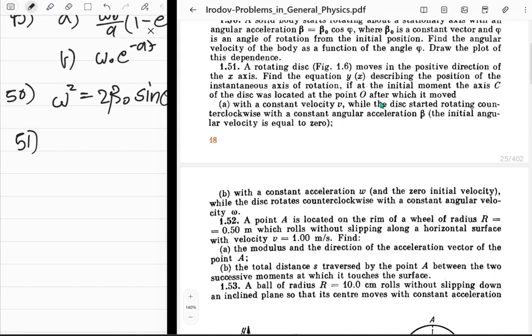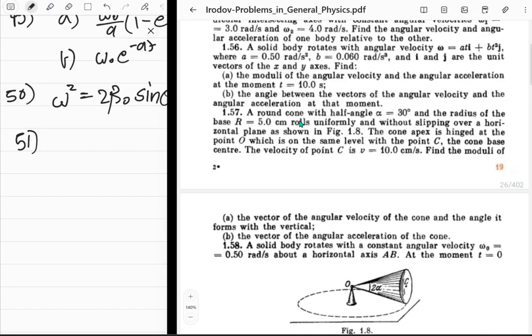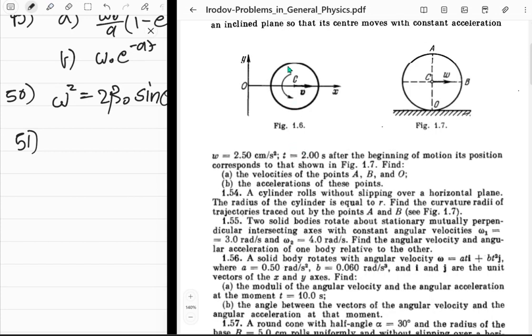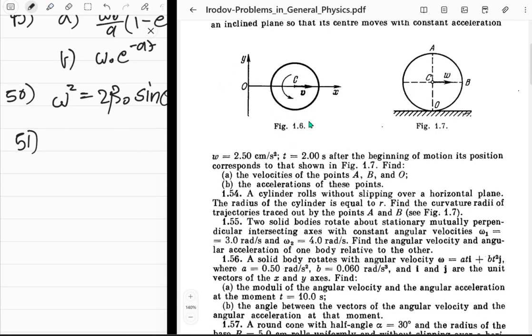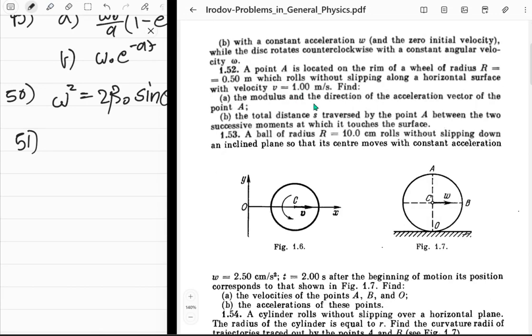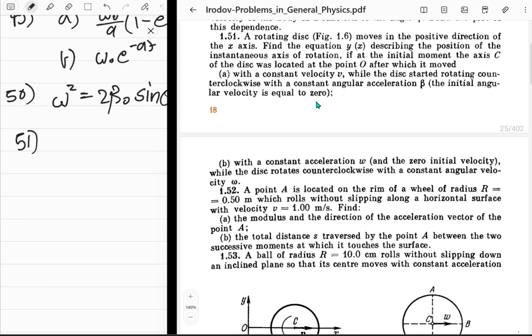If at the initial moment the axis c of the disk was located at the point O, after which it moved with constant velocity v, while it has constant angular acceleration, and the initial angular velocity is zero. So the locus of its center of rotation, the axis of rotation. How do we do that?